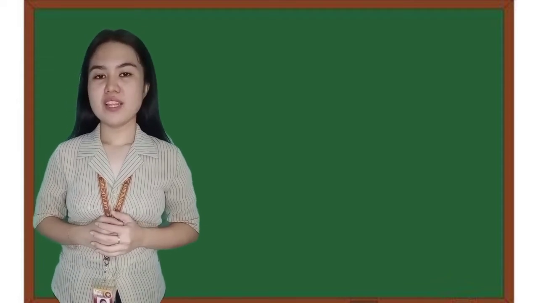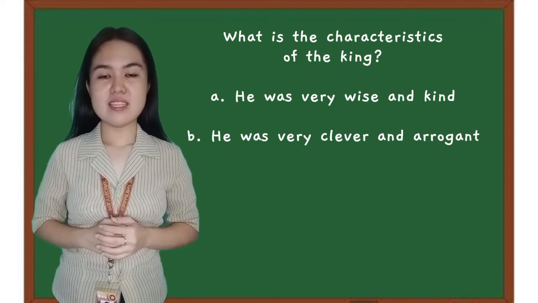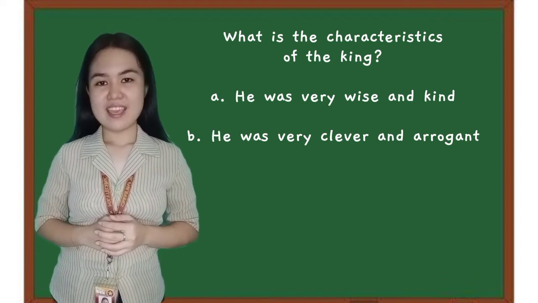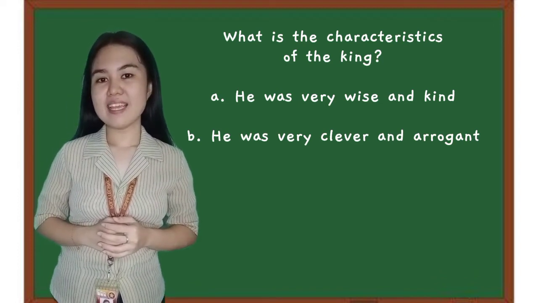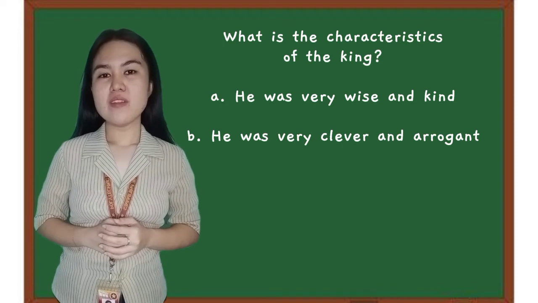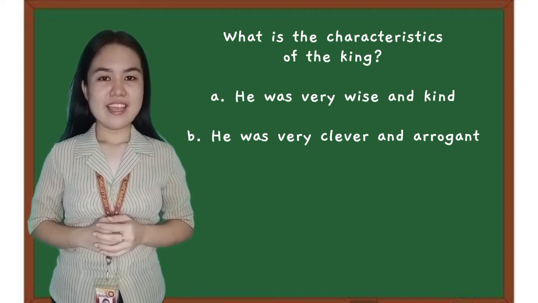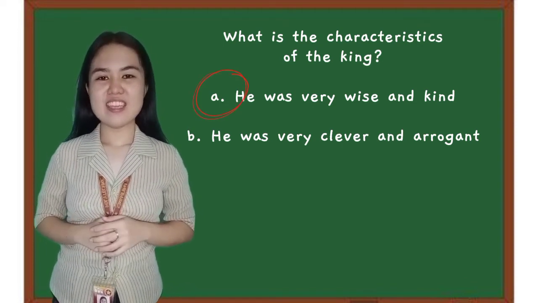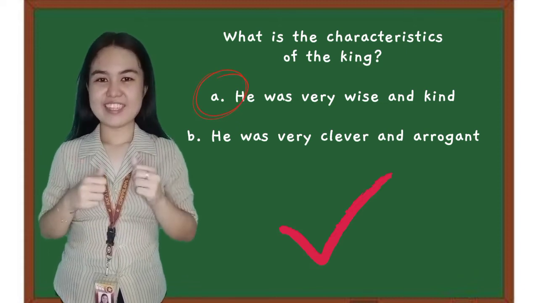The first question is, what are the characteristics of the king? A. He was very wise and kind, or B. He was very clever and arrogant. If your answer is letter A, then you are correct.